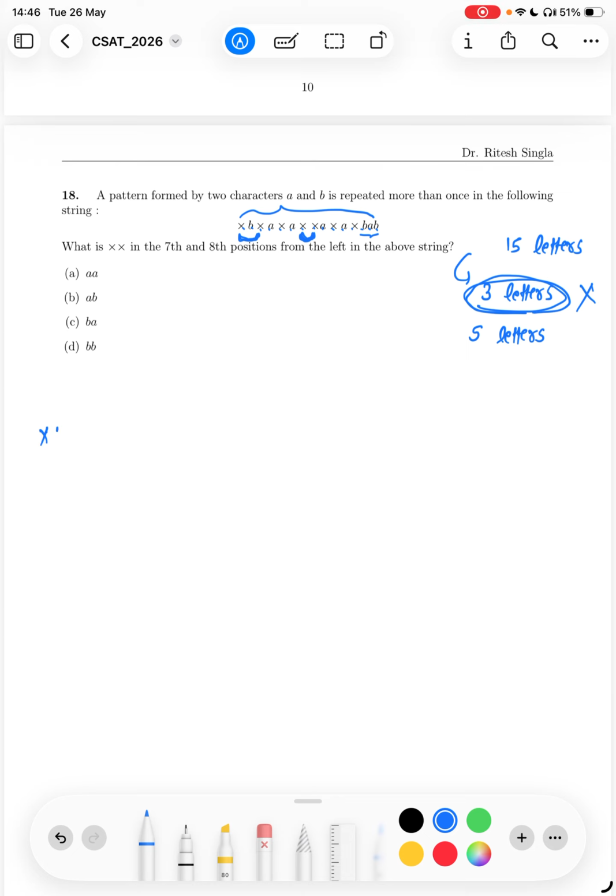So it is cross B cross A cross. First 5 letters. Then it is A cross A cross. Second 5 letters. And then it is A cross B A B. Now see, all of these letters should be identical. So it should be B A B here, and then we do not know the cross here. But it should be A, B here, and we know the second letter here is B. The first letter is A. So we have found the pattern. It is A, B, B, A, B.